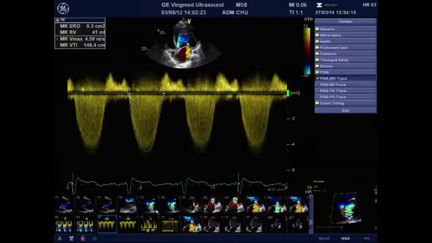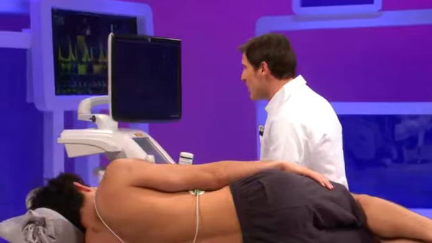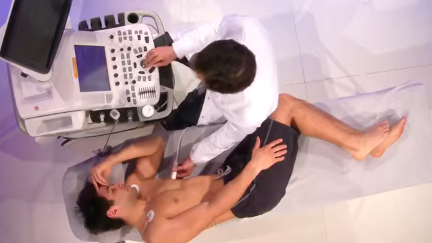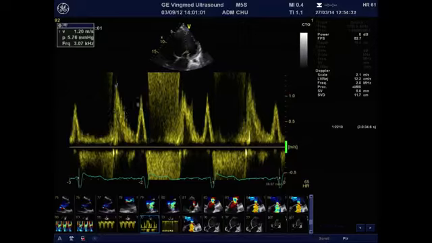So are there adjunctive signs that could be used in these patients to evaluate the severity of mitral regurg? For sure, yes. We should always measure the transmitral flow, and for the transmitral flow here you have the E and the A wave.